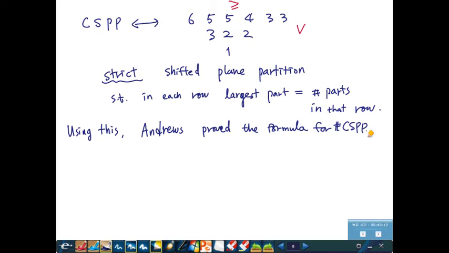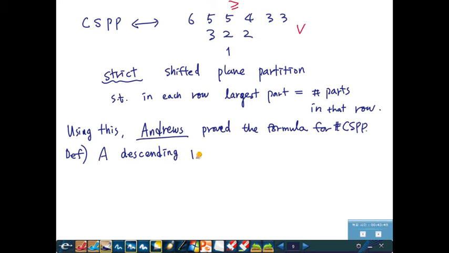His proof is very complicated. He interpreted this as a determinant, and he evaluated the determinant, but it's very complicated. We are not going to see his proof. But he defined something highly unmotivated. Let me tell you. Don't ask that question because it's not really motivated. A descending plane partition. But I like this story. Very interesting.